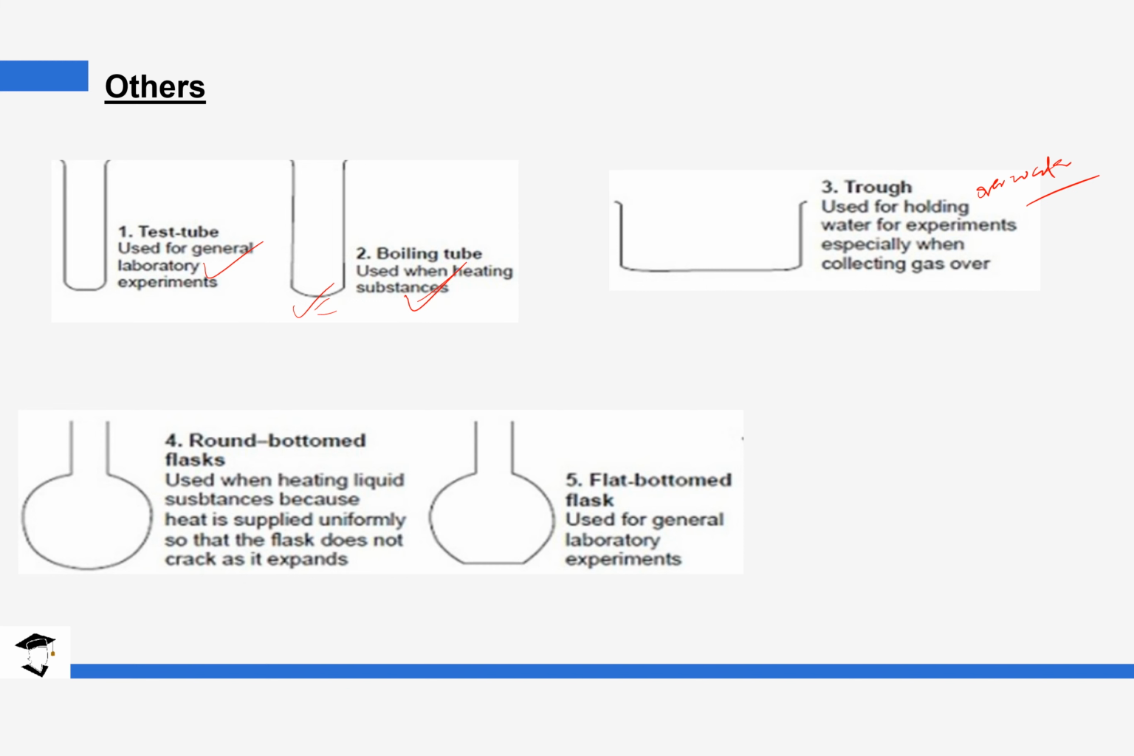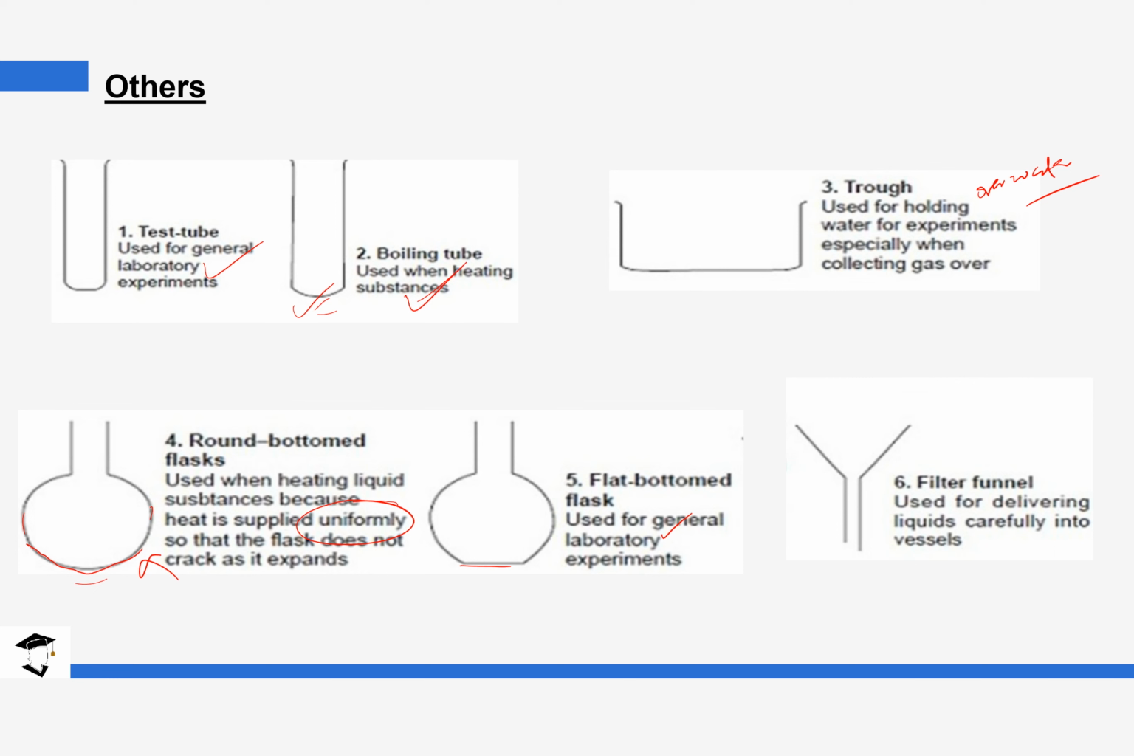And then we have the round bottomed flask and the flat bottomed flask. See the differences between the two. The round has a round bottom, and then the flat has a flat bottom. The round bottom flask is used for heating. The reason why it is used for heating substances is because of the round nature. Substances are heated uniformly because the heat is supplied in a uniform manner. Unlike the flat bottomed flask, which is just used for general lab experiments. It can be used for collecting or for reacting chemicals that do not require heating. But when you require heating, we use mostly the round bottomed flask.